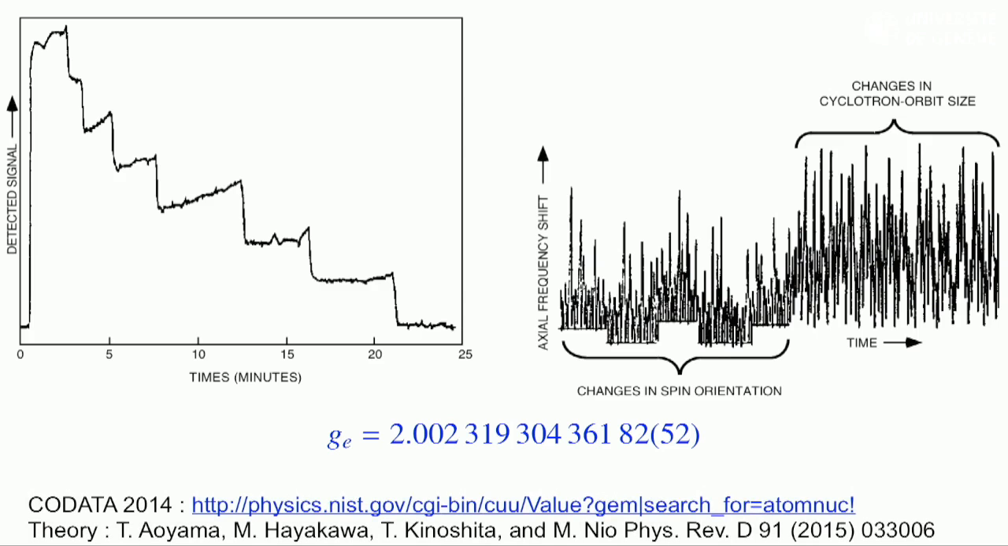The figure on the left shows the detected signal as a function of time at a well-adjusted frequency. Each major step corresponds to the loss of one electron in the trap. The right figure shows the frequency shift delta omega as a function of time. Its two minima indicate the two directions of spin. Also indicated are the much larger shifts due to a change in orbit.